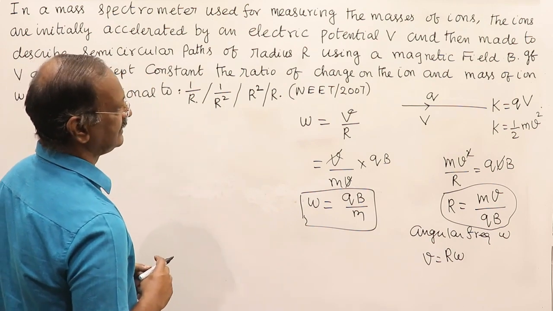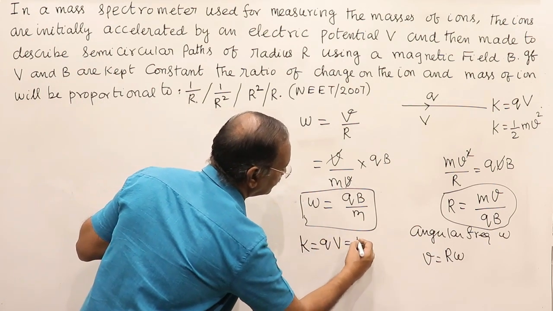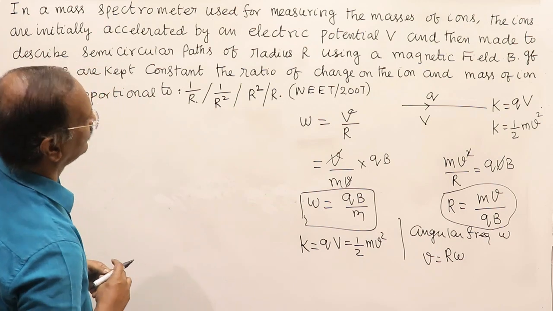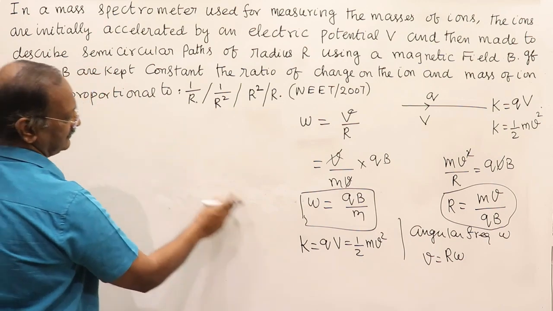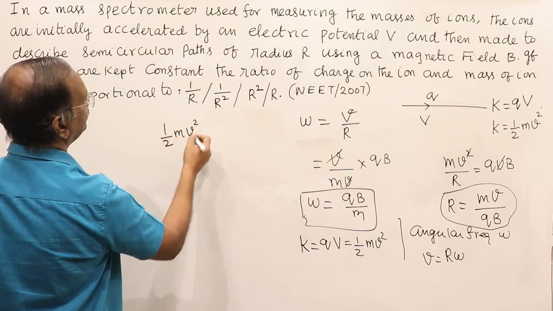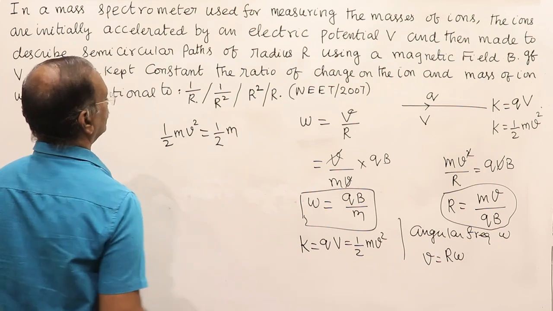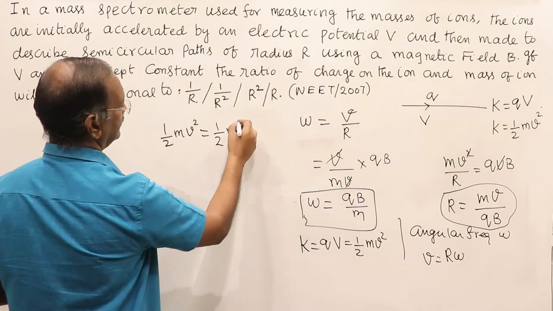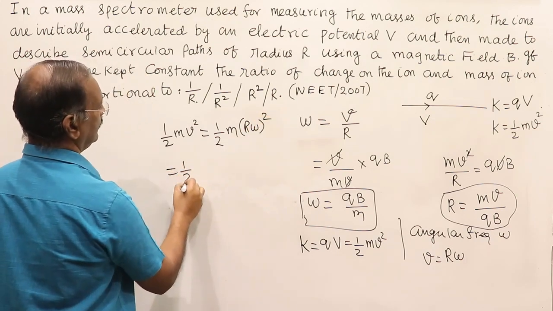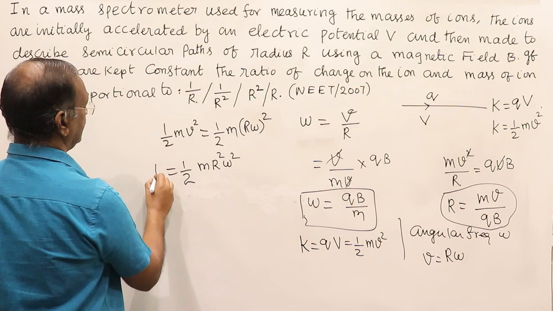Okay, now kinetic energy is also equal to q into V, which is equal to half m v square. We take this expression, half into m into v square, which is equal to half into m into, where v is equal to r omega, r omega square, which is half into m into r square omega square. This is the kinetic energy.